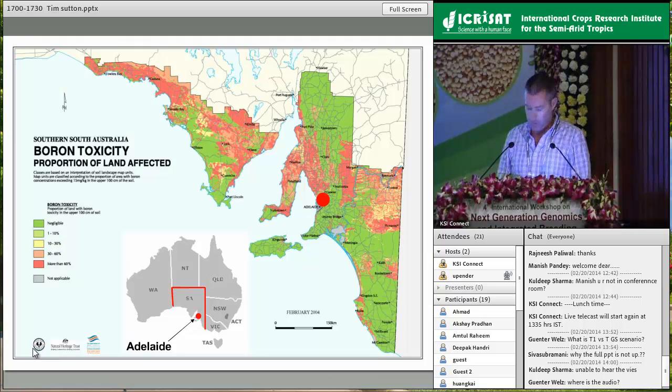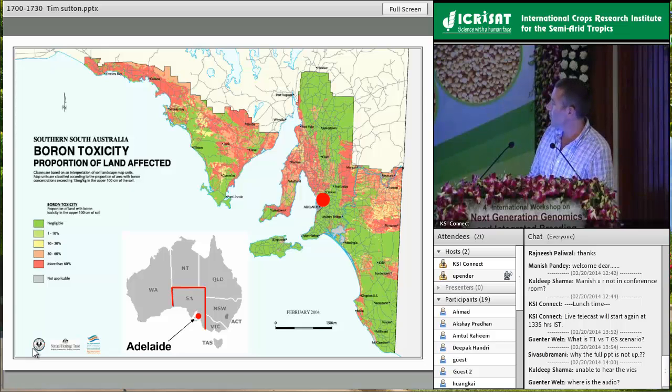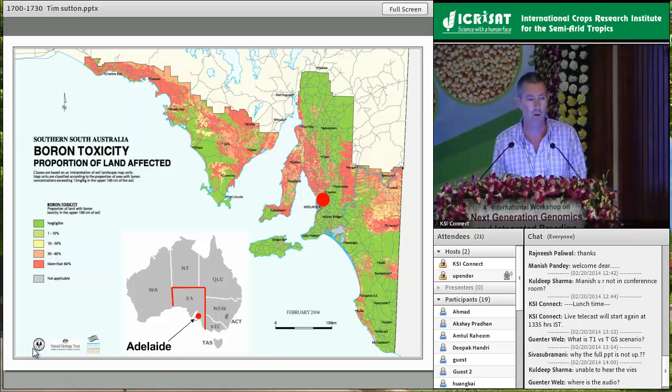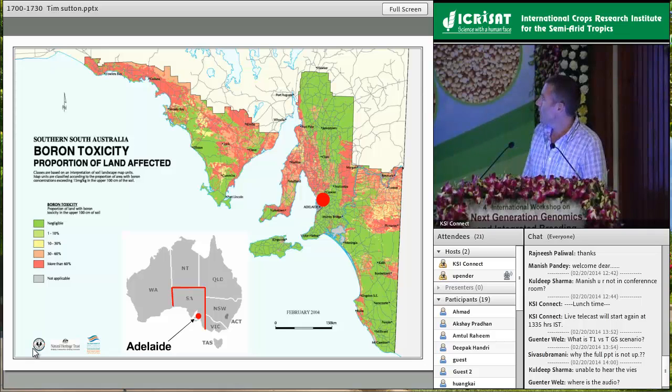This is a map here of South Australia. We're based in the southern part of Australia. We're in Adelaide. The zoomed in area here is the bottom half of our state. The green and red regions represent our grain growing areas, and in red are the areas where boron toxicity is a problem, generally above 15 kilograms per kilogram in the soil, and that's more than about 70% of our grain growing regions where this is an issue.